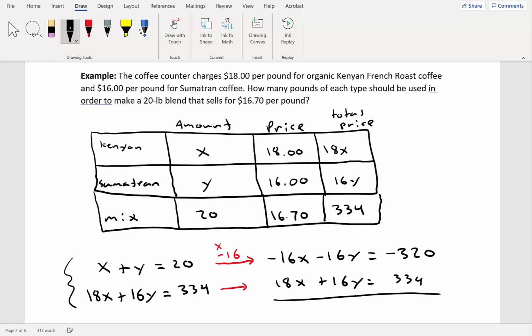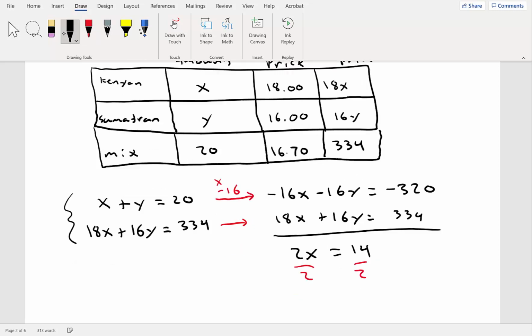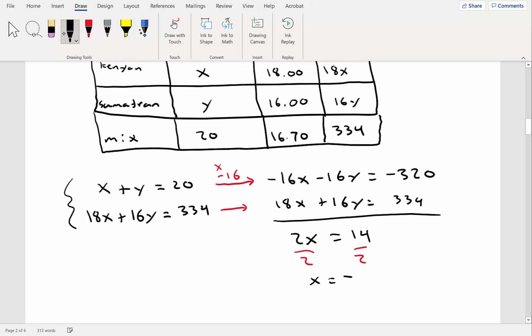Now let's add them together. So negative 16x and positive 18x gives us positive 2x. Our y's cancel out. We're left with equals 14. Go ahead, divide both sides by 2. We get x is equal to 7. So this tells us that we need 7 pounds of the Kenyan French roast coffee.